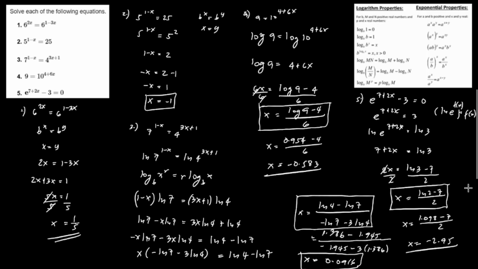So you have two options. You can solve the value of x in terms of ln or in terms of decimal points. So x is equal to ln of 3 minus 7 all over 2, or x is equal to negative 2.95. So this is the answer.